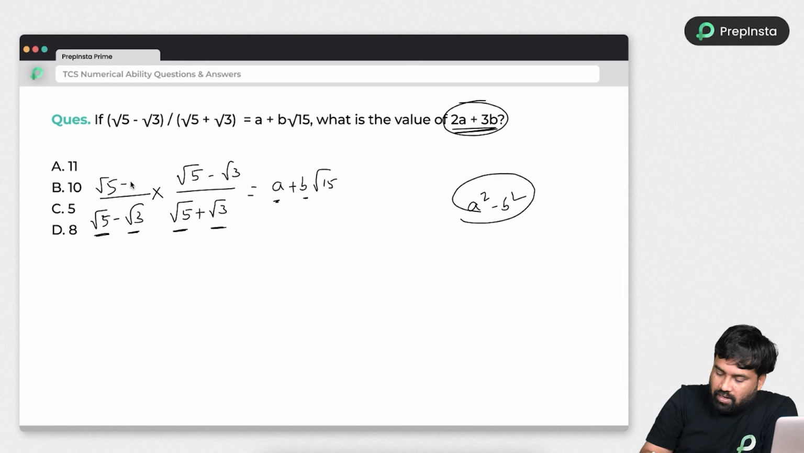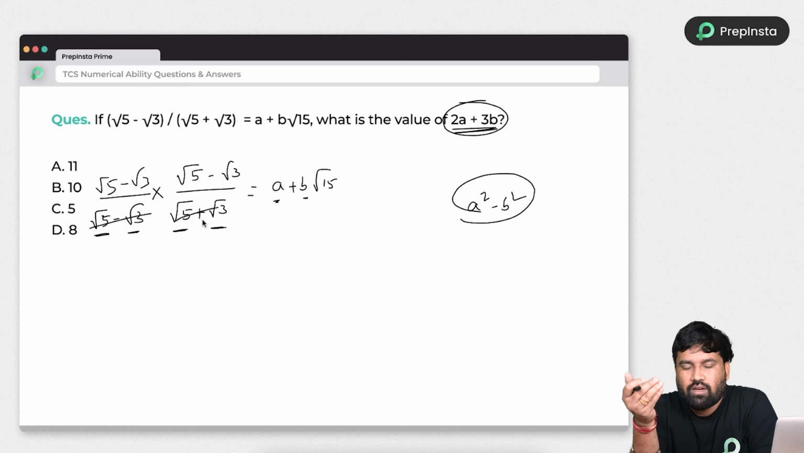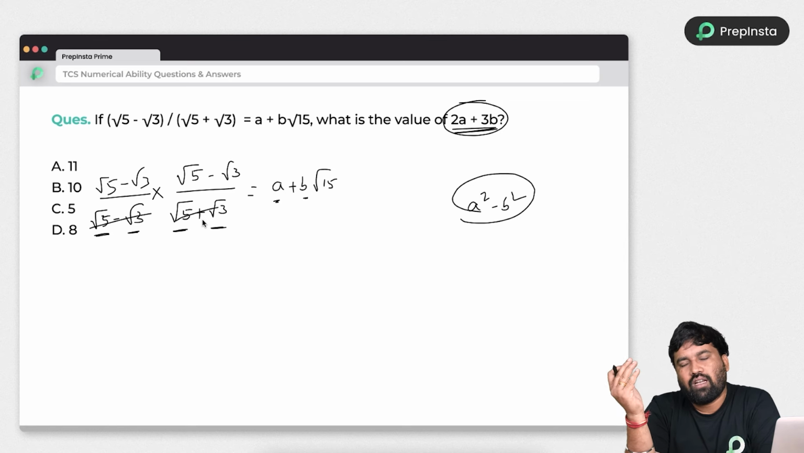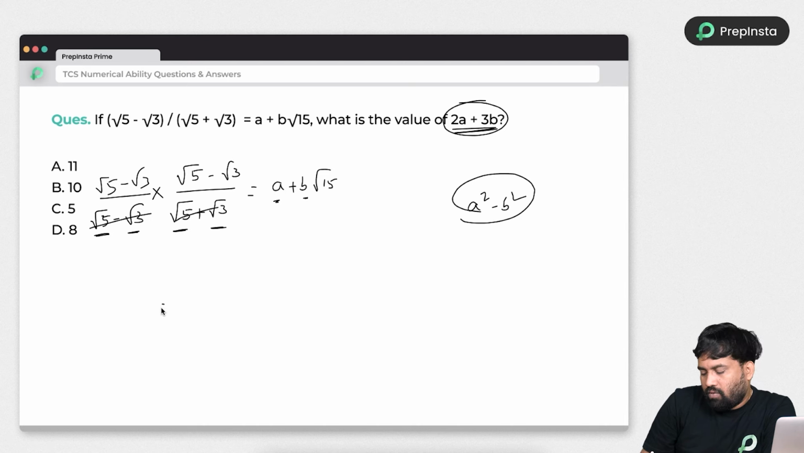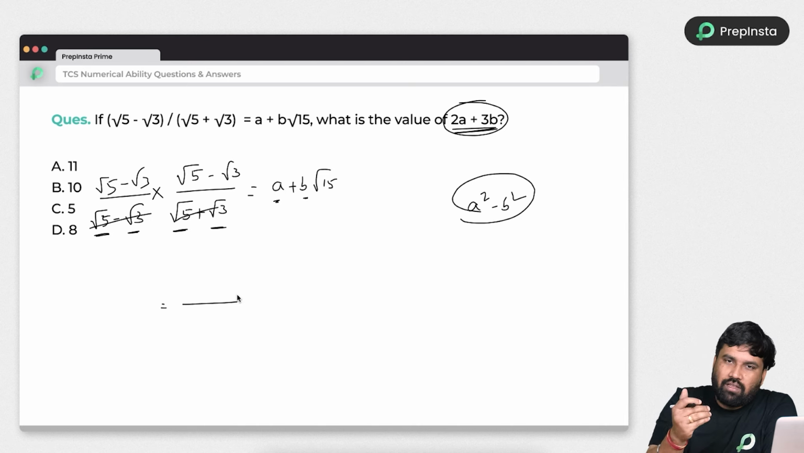So root 5 minus root 3. If I multiply these two, a square minus b square, so root 5 whole square minus root 3 whole square, the root and square will get cancelled. So imagine that in the mind, because you are not school or intermediate students who need to write everything. So 5 minus 3 is the denominator. 5 minus 3 is nothing but 2.